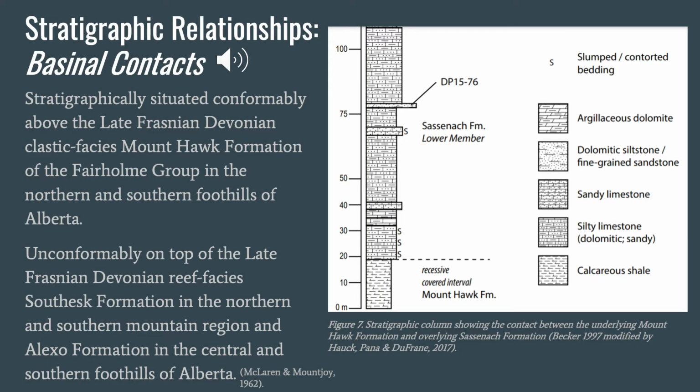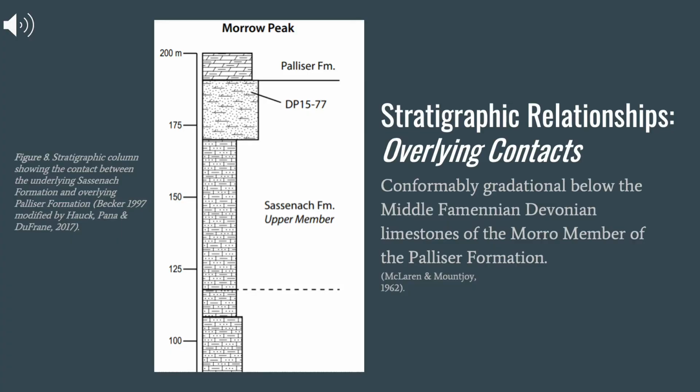Basinal contacts of the Sassenach Formation include a conformable contact above the late Frasnian Devonian clastic facies Mount Hawk Formation of the Fairholme Group in the northern and southern foothills of Alberta. The Sassenach Formation is also located unconformably on top of the late Frasnian Devonian reef facies South Esk Formation in the northern and southern mountain region and Alexo Formation in the central and southern foothills of Alberta. The Sassenach Formation conformably grades into the Middle Famennian Devonian limestones of the Moro member of the Palliser Formation above.